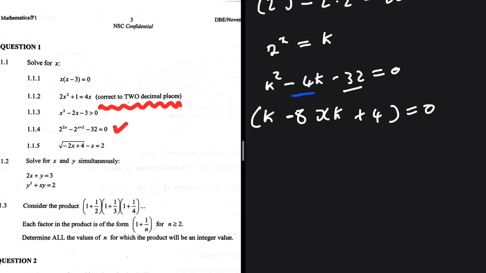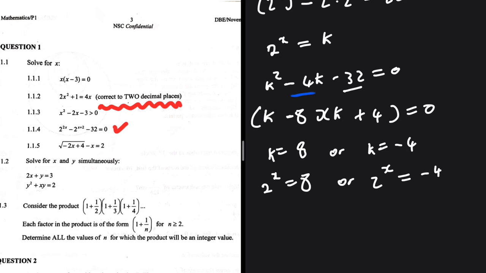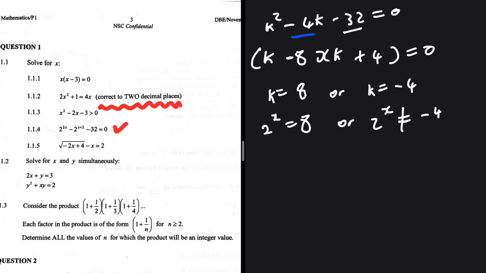So k is equal to 8, or k is equal to minus 4. But we know that k is 2 to the power x. So 2 to the power x is equal to 8, or 2 to the power x is equal to minus 4. Obviously, we know that this is impossible. So we cross it out and we forget about it. Now let's focus on 2 to the power x being equal to 8. So we write 8 with a base of 2. That is 2 to the power 3, since 2 squared is 4. So x is equal to 3.